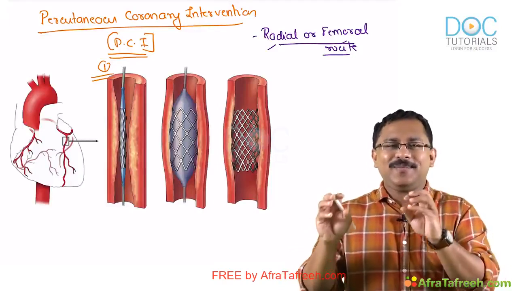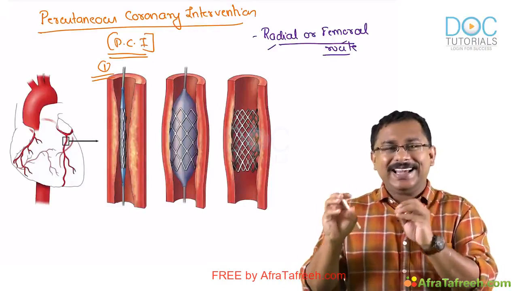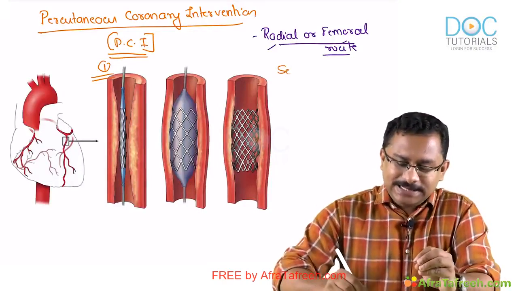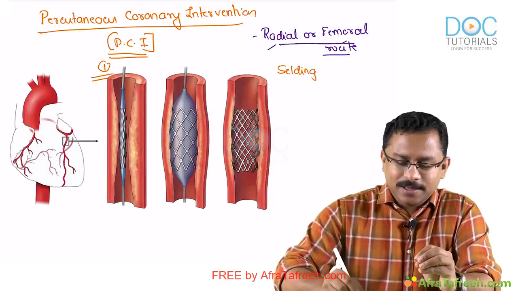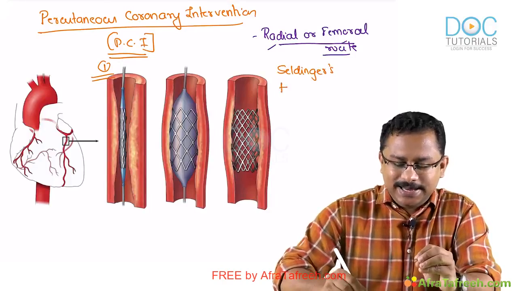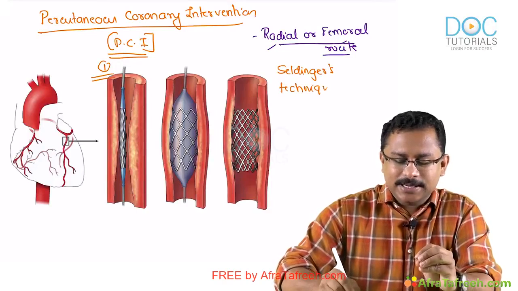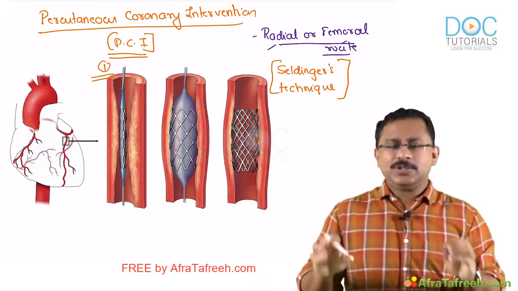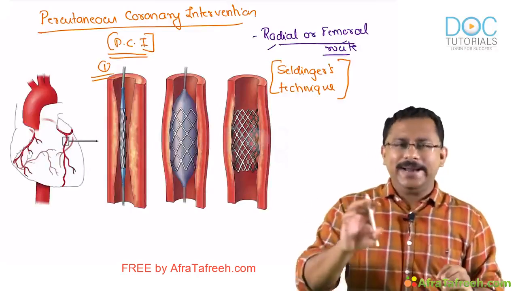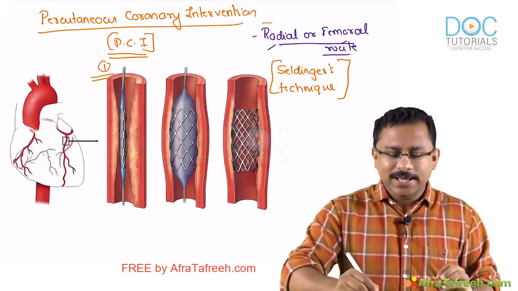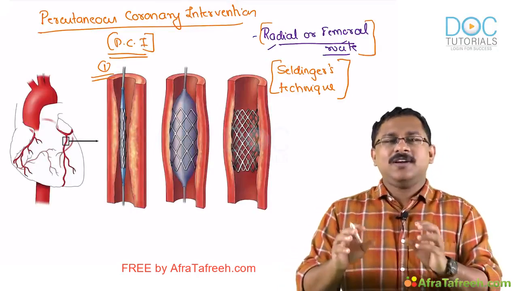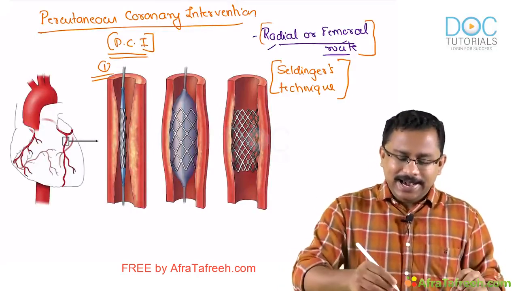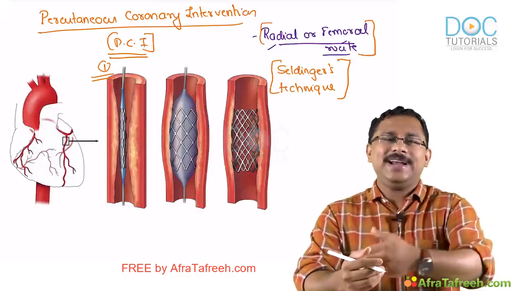Now radial or femoral route, remember the technique that is employed for this is referred to as the Seldinger's technique. Okay, it is a Seldinger's technique for vascular access. So first what you do is that you are doing this procedure in local anesthesia under mild sedation. So through the radial or femoral route via a Seldinger's technique, you gain the vascular access, and you guide the guide wire.